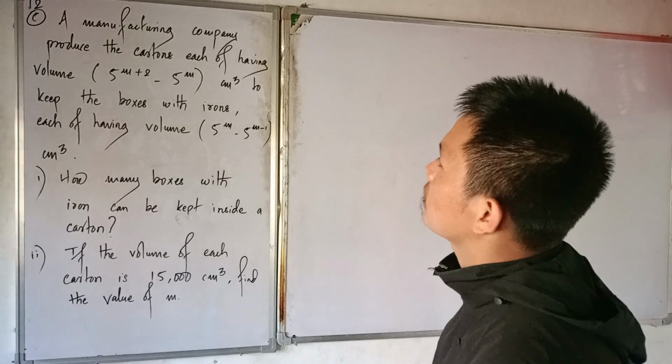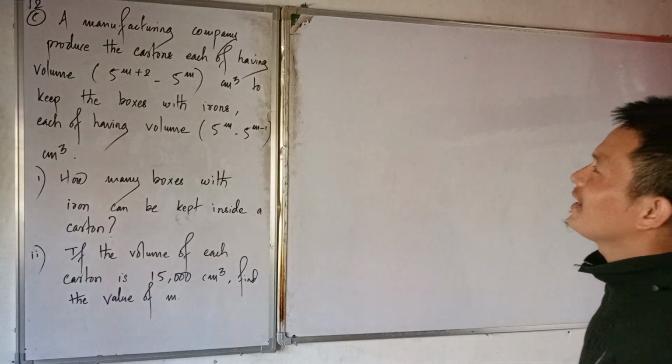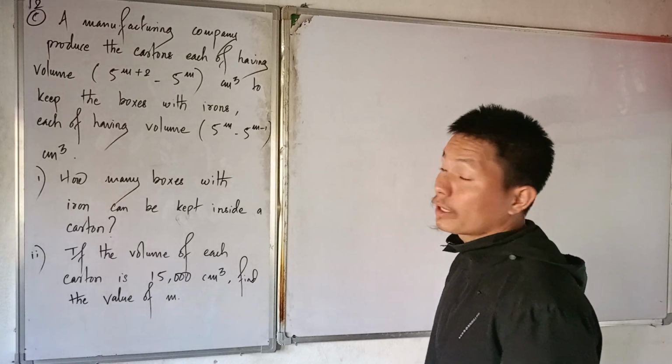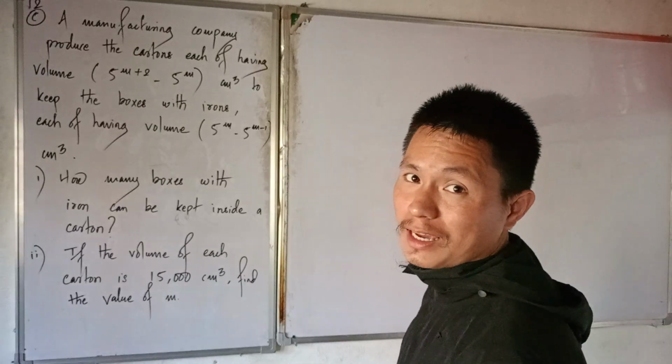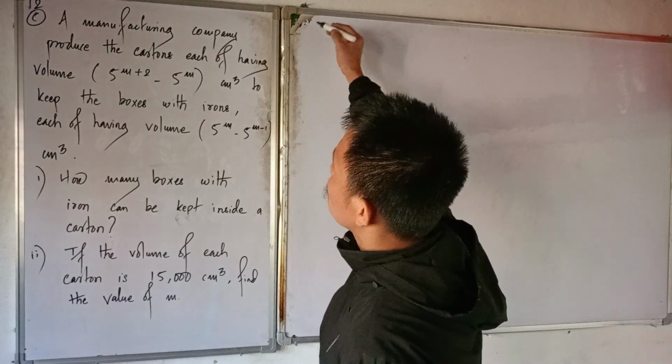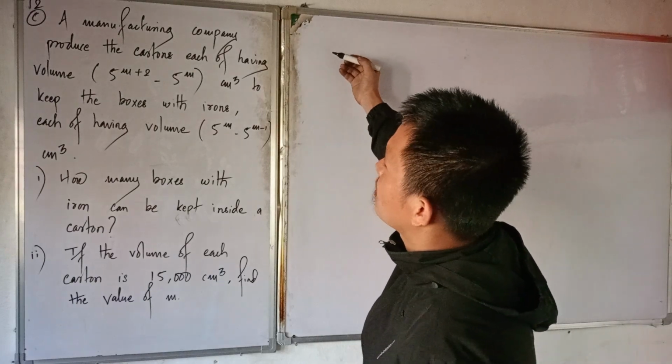A manufacturing company produced cartons having a given volume. This is the volume of the cartons. So just write whatever data is given there.